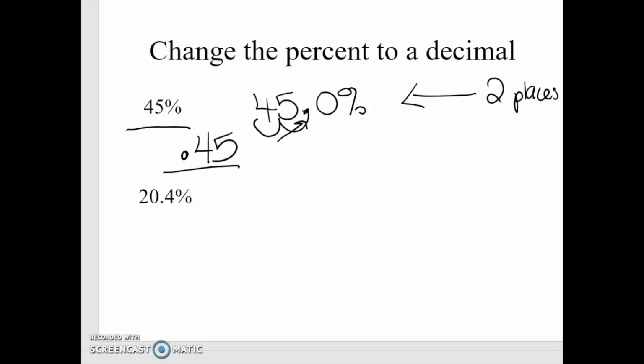Now our second example, the decimal point's right there, so we go 1, 2, and we get 0.204. Okay, so we're just moving that decimal point back and forth to go from percent to decimal. All right, so that is how we go from a fraction to a decimal to a percent.